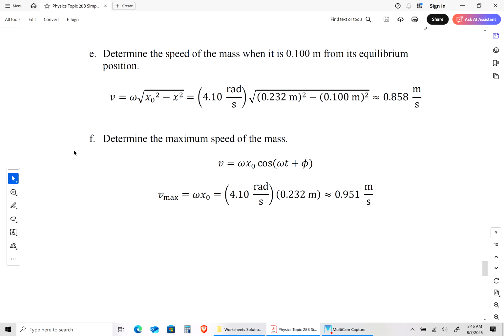Part F, determine the maximum speed of the mass. Well, that's when cosine of omega t plus phi is equal to 1. So we get this equation.